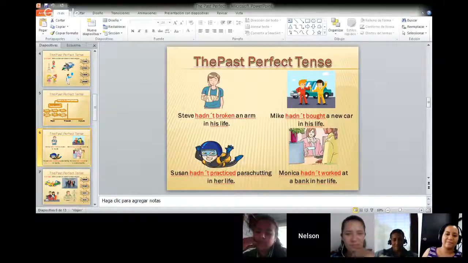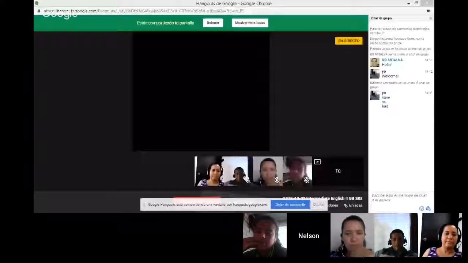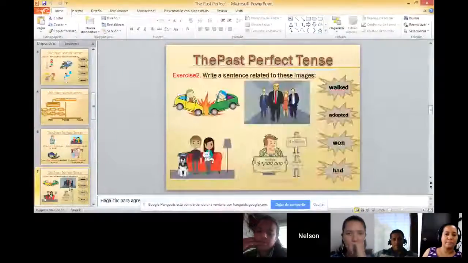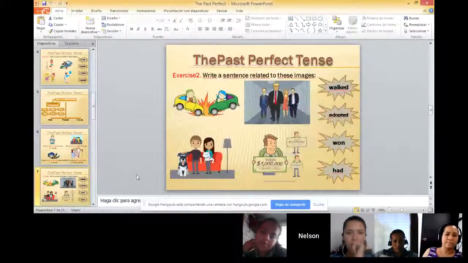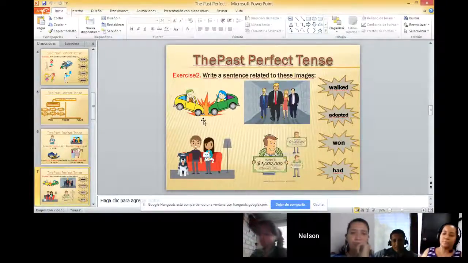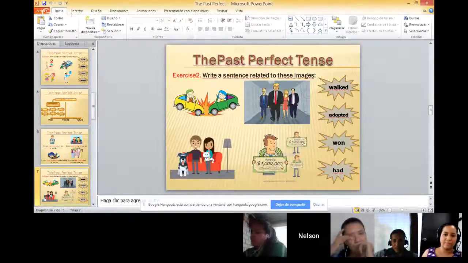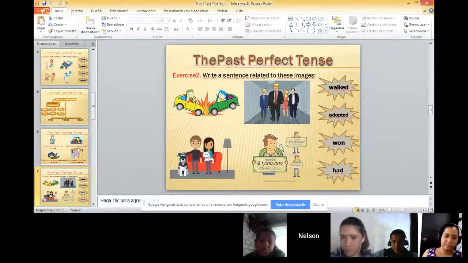All right, so let's get back here. Well, now we have a different exercise, but very similar to the previous one. This time you have to write four sentences again, but in negative forms, to show that these are their first experiences. Use walked, adopted, won, and had. In 2 minutes, please proceed.